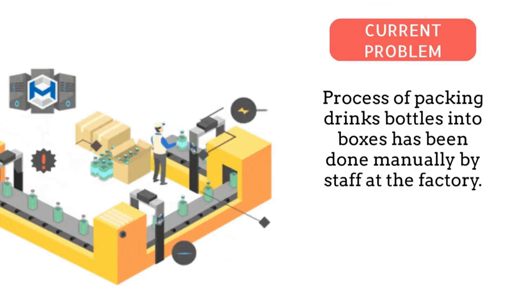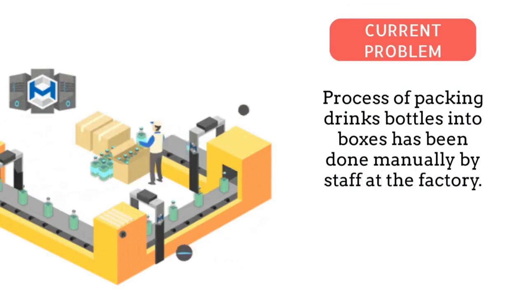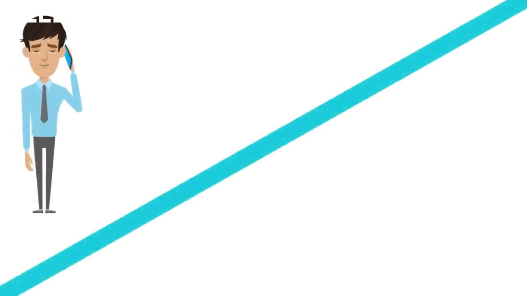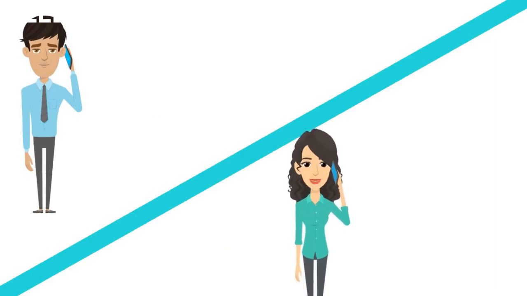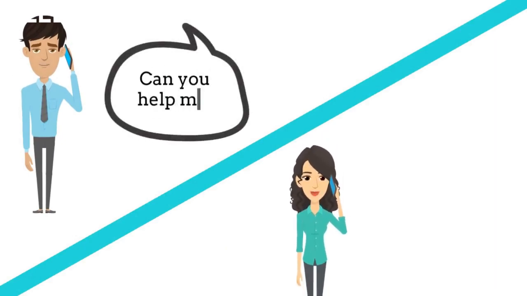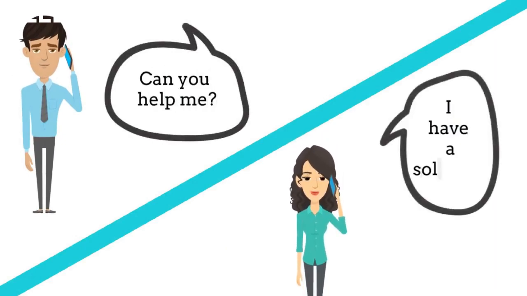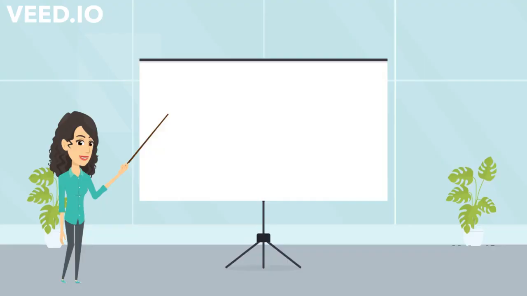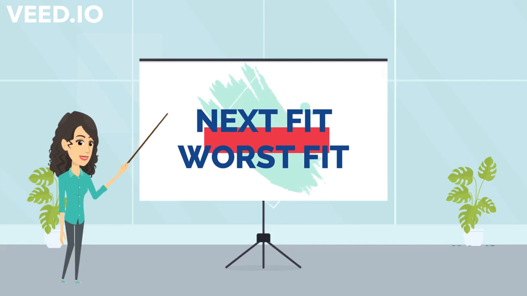The drinks manufacturing company therefore wants to implement an automated system for placing bottles into their respective boxes to be transported. They are unsure of what type of system to implement in their factory as they produce two different types of drinks bottles, plastic and glass. An appropriate solution is to use Next Fit and Worst Fit.